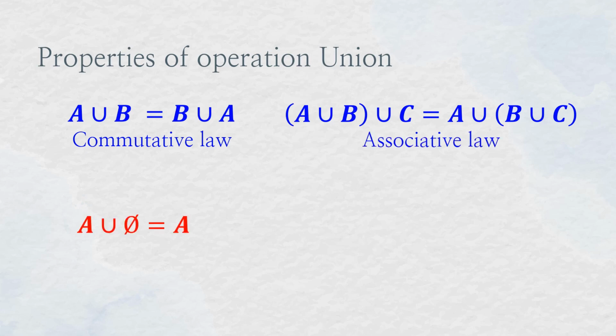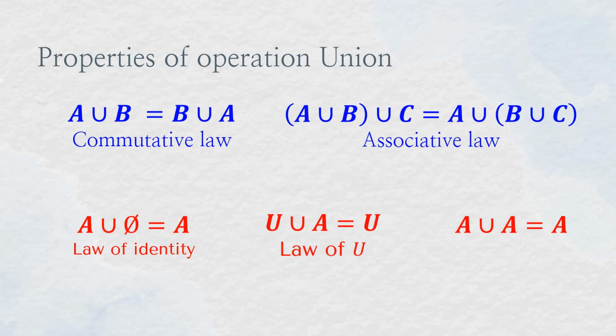Union of a set A with an empty set will give the set A itself. This is called law of identity. Union of a universal set with a set A gives the universal set. This is called law of universal set. And the union of a set A with itself gives the set A itself. This is called idempotent law.